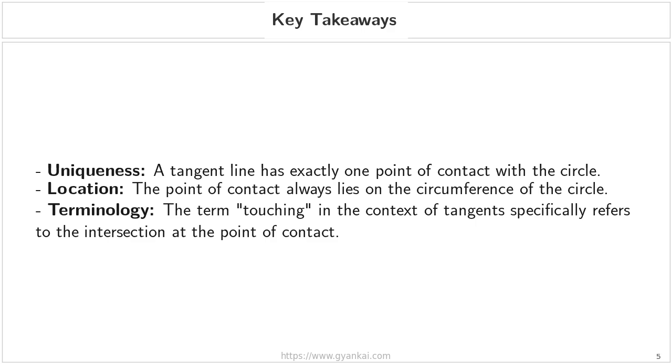Now that we have explored the definition and even seen a real-world example with a bicycle wheel, let's pause to summarize the most important takeaways from today's lesson. Keep these 3 points in mind, as they are essential for avoiding some very common mistakes that students often make when working with tangents.